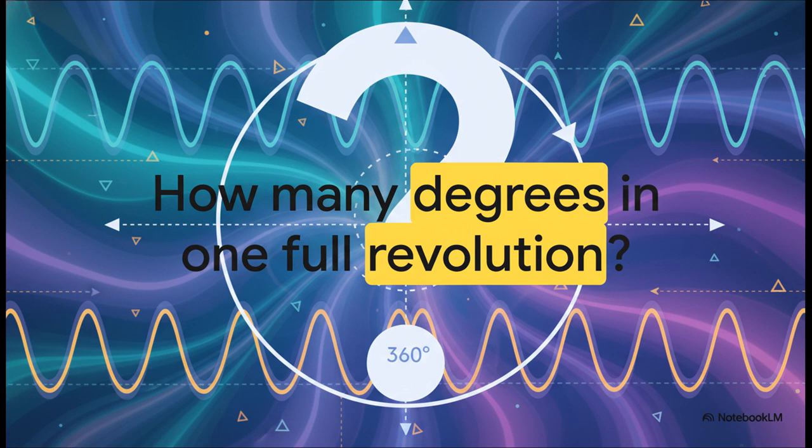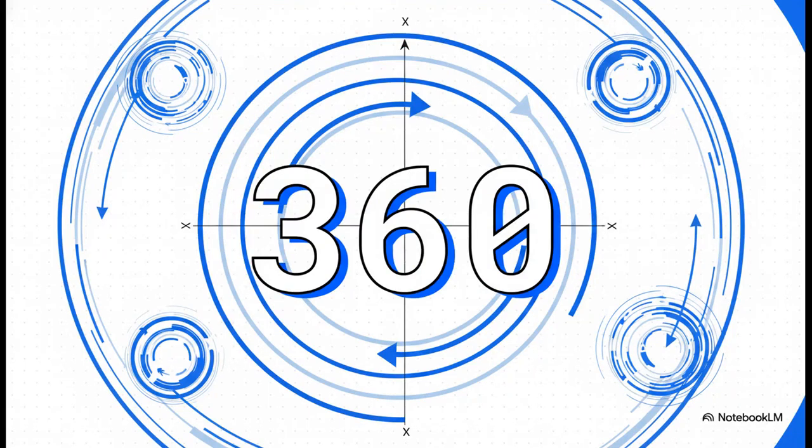Now, I've got a quick interactive question for you to see if you're tracking with me. Ek pura chakkar kitne degree ka hota hai? Like, how many degrees are in one full, complete revolution? Drop your answer in the comments right now before I reveal it. Go on, I'll wait. Okay, if you typed 360 degrees, you absolutely nailed it.